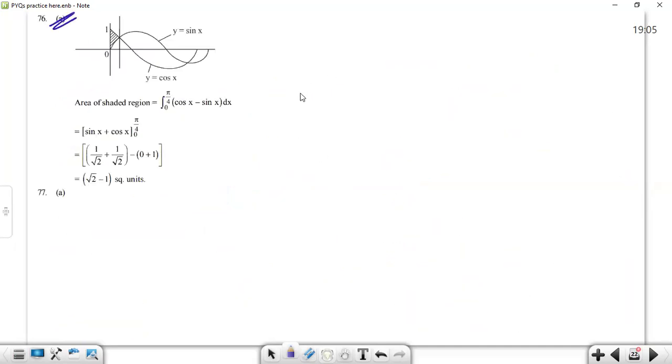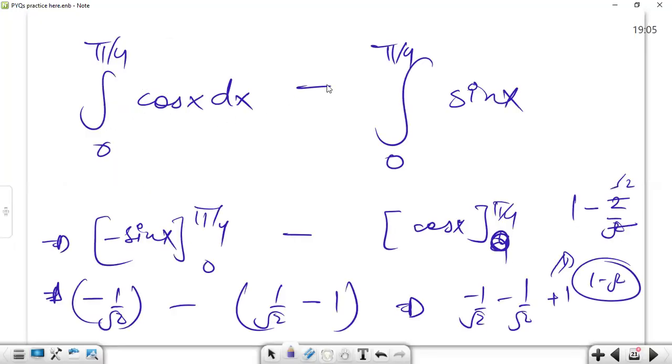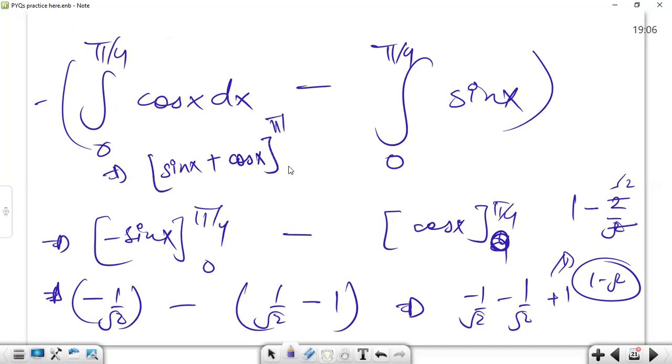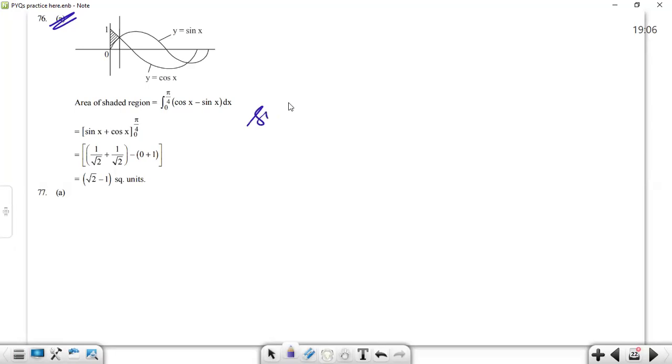Integration of sin x minus cos x will give us the same functions, we'll just multiply by negative. So negative of minus sin x will become sin x, the negative sign will become positive, and cos x. Right? And the limits are different, pi by 2 and pi by 4.